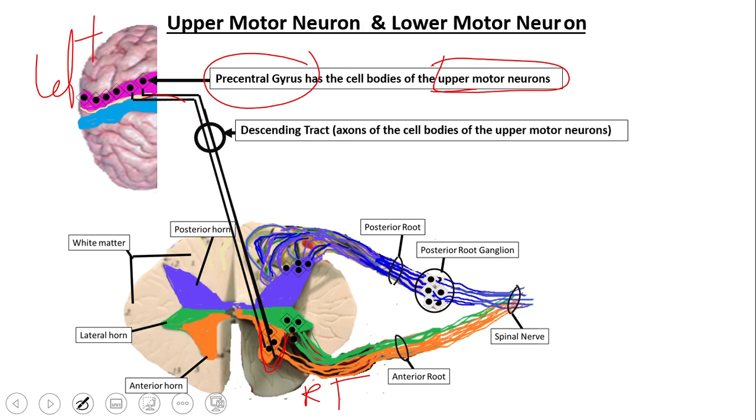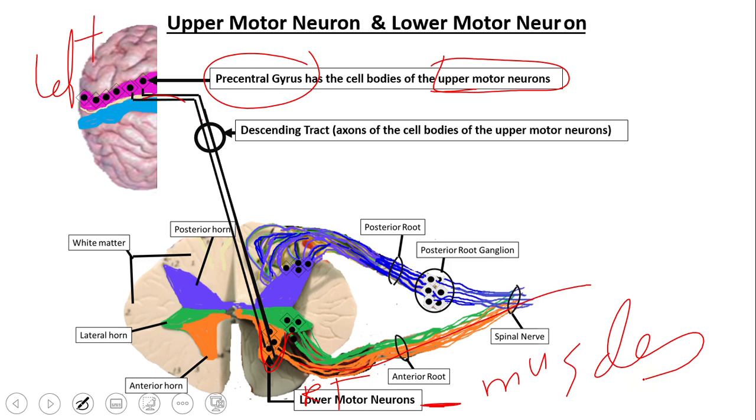Then the signal exits the anterior horn through the anterior root and then the spinal nerve to go to move our muscles. So the neurons starting from the anterior horn are the lower motor neurons. So the lower motor neurons give the signal from the anterior horn of the spinal cord to our muscles, but the upper motor neurons get the signal from the precentral gyrus to the anterior horn of the spinal cord.